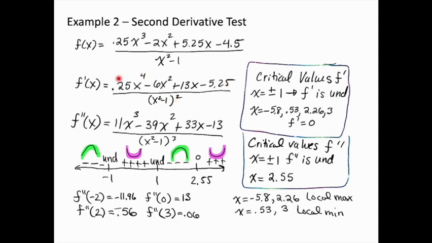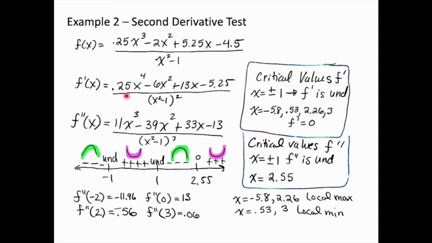So in order to find the critical values for our first derivative, we need to see where the first derivative is either undefined or equal to 0. We can clearly see that it's going to be undefined when x is either negative or positive 1. That's when we would get 0 in the denominator. So when the first derivative is undefined, we have plus or minus 1. This starts our list of critical values for the first derivative.